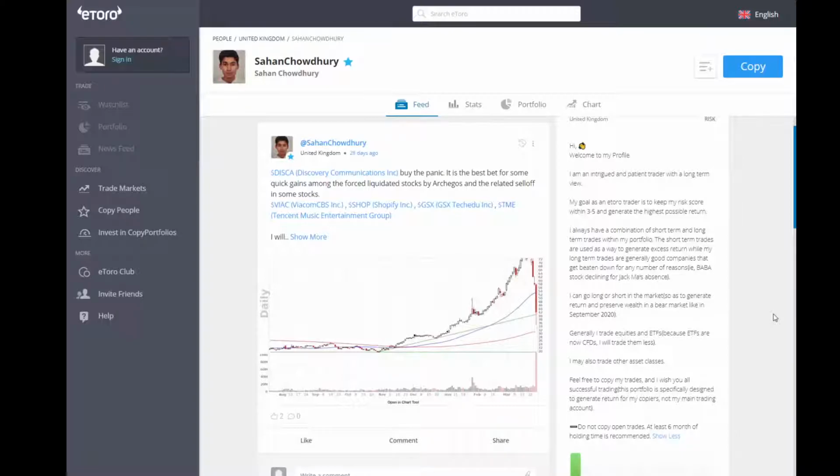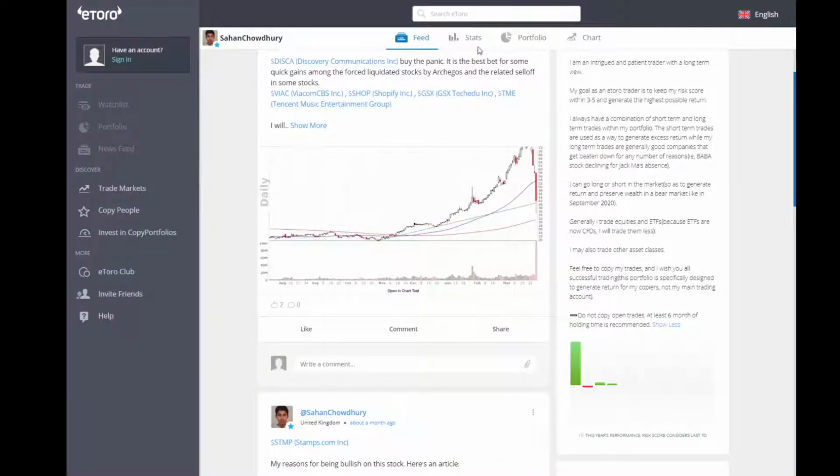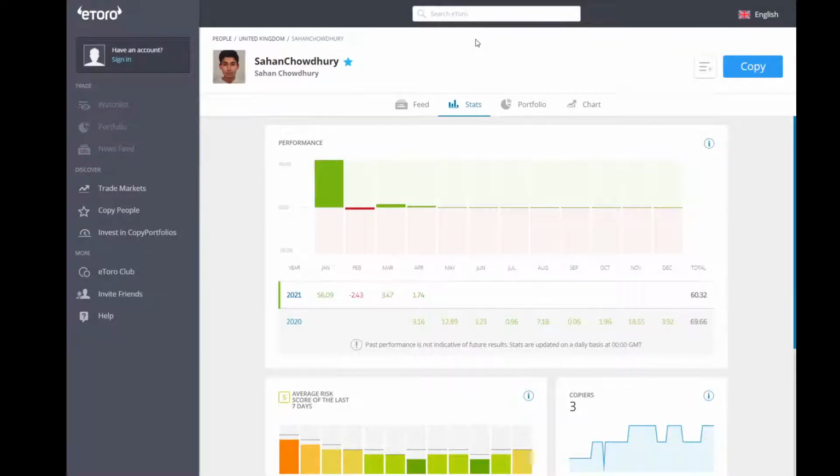He says do not copy up in trades, so that's a new one. People usually advise to copy up in trades. And he says to copy for at least 6 months before you decide. So Sahan's returns is also one of those bulky sort of returns, right? So he's basically been doing very well over time, I may say.